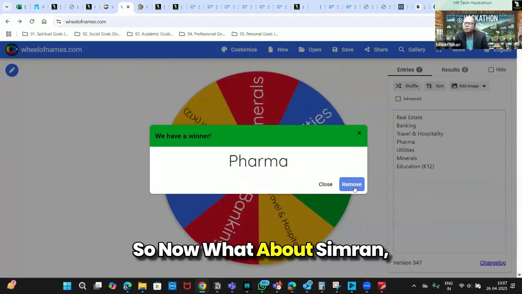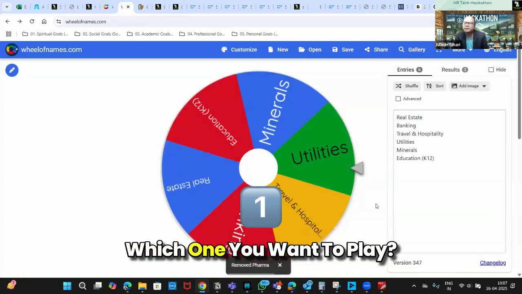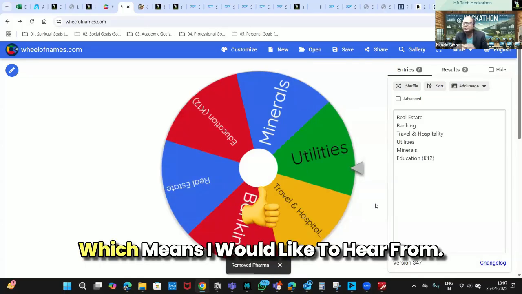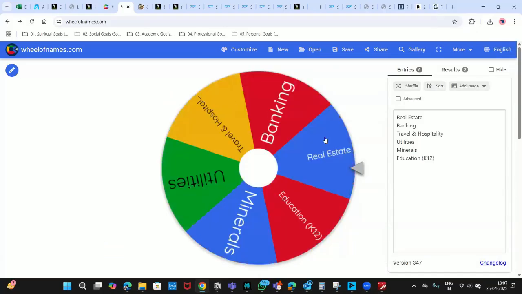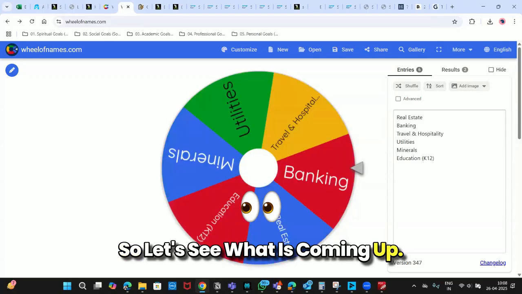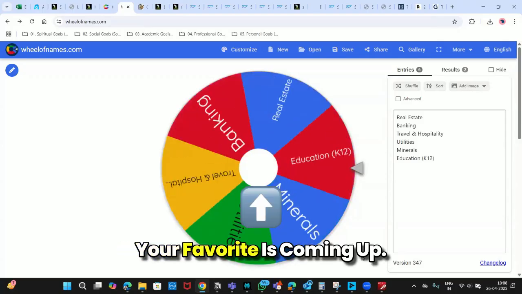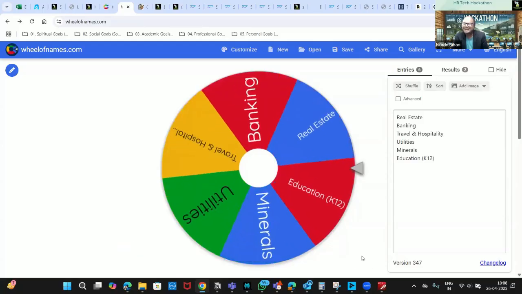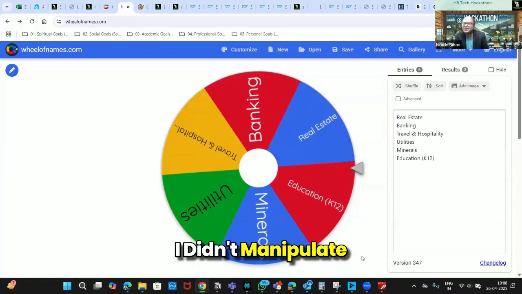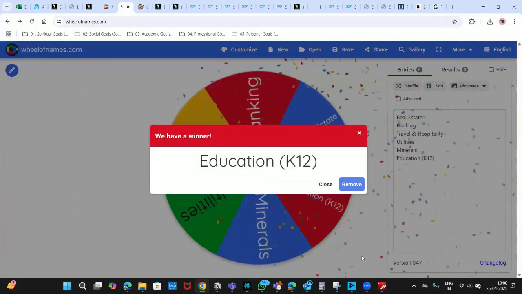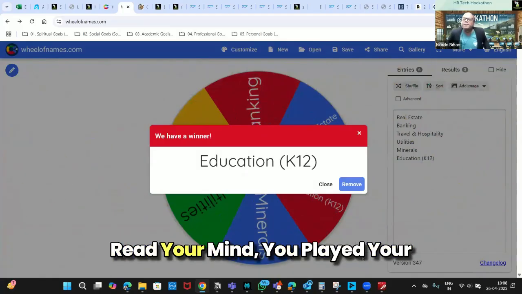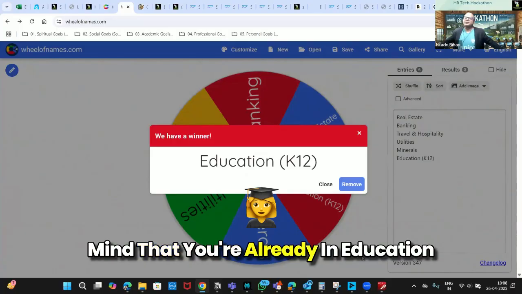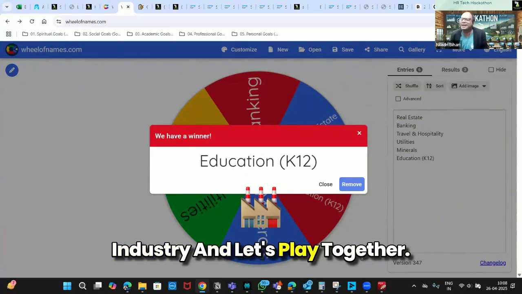Now what about Simran? Which one do you want to play? I would like to hear from you, so let me spin the wheel again for you. Let's see what is coming up. Your favorite is coming up. Yeah, I didn't manipulate, by the way. Education. I didn't do any manipulation, and it read your mind, that you're already in the education industry. Let's play together.